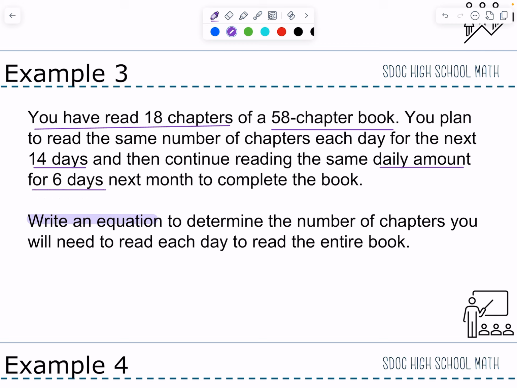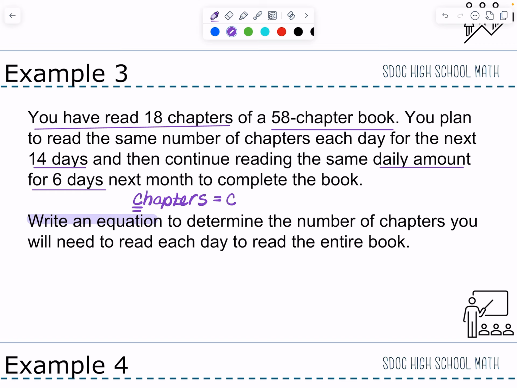So what's changing each time? They're already telling us the number of days we're going to read. They're telling us the chapters we did read, and they're telling us the total chapters. So what is changing? Well, what's changing is how many chapters am I reading those 14 days? How many chapters are we reading those 6 days? Just so we can finish the book. So on this one here, I'm going to put chapters. Again, you can choose your variable. I'm going to go with the variable C because we're talking about chapters.